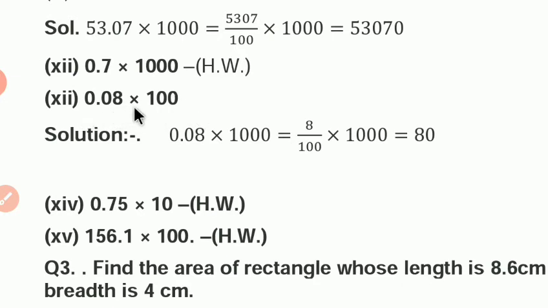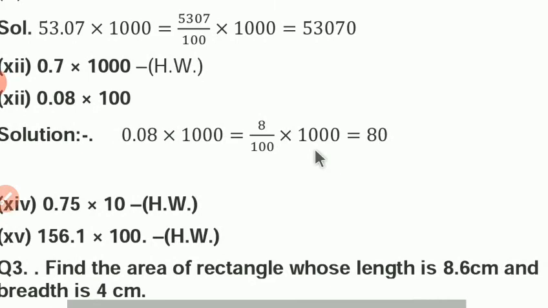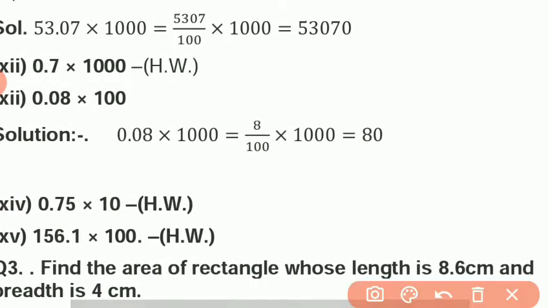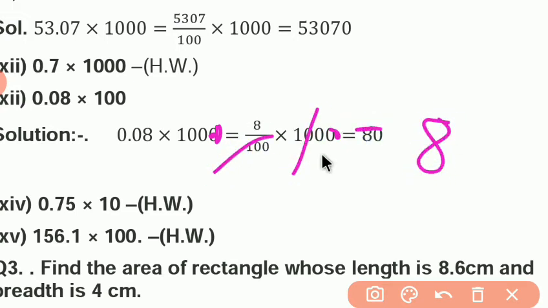You can see that 0.08 into 100. If you remove the decimal, there are 2 zeros. It means 2 zeros will come in the denominator. So you can see here 2 zeros are cut by 2 zeros. So 8 into 100. Sorry, here 100 is given. It means only 100, so 100 is divisible by 100. So the answer left is only 8.